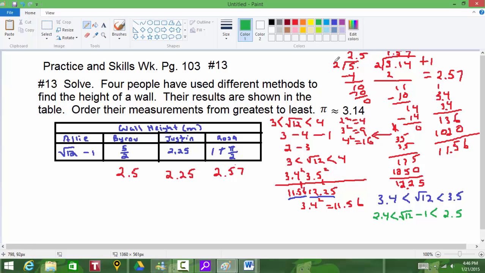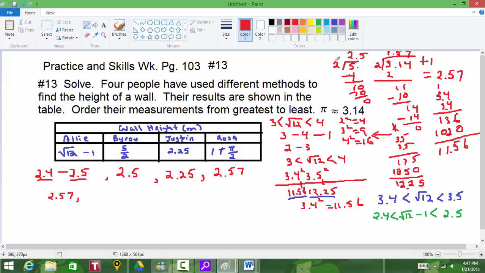Okay, so I'm going to write that part down right back where we started. So we'll go ahead and go over here: 2.4 and 2.5. Now remember, folks, we don't include these two endpoints. Okay, so all we have to do is put it in order from greatest to least. So let's take a look at it. We're looking for the biggest number, which looks like 2.57. So I'm going to write that one first. 2.57.